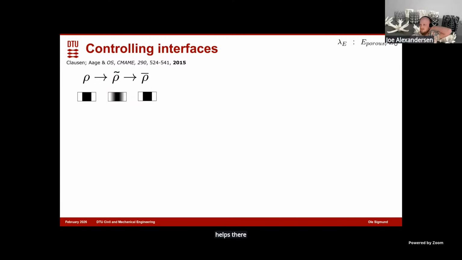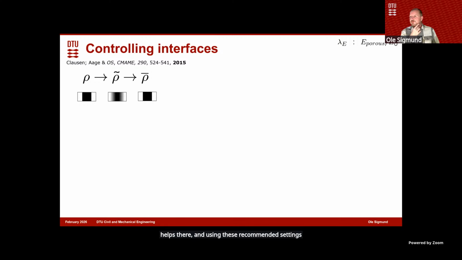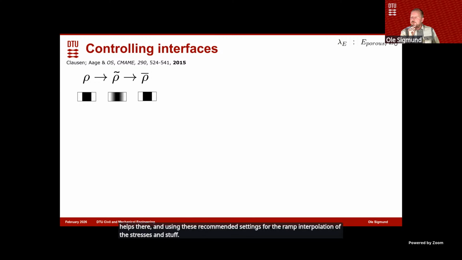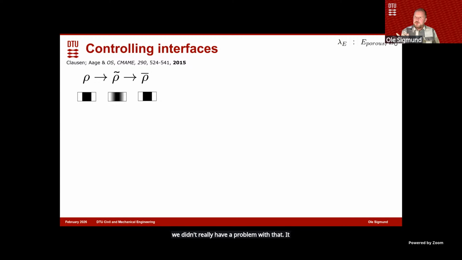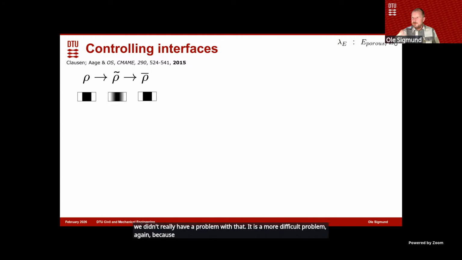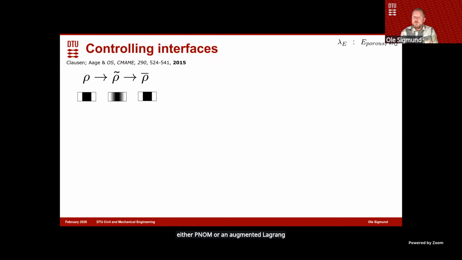and using these recommended settings for the ramp interpolation of the stresses and so on, we didn't really have a problem with that. It is a more difficult problem again because you have more constraints. You have either a p-norm or an augmented Lagrangian approach, so it needs more iterations. But I wouldn't say that in general you get more grayscale.